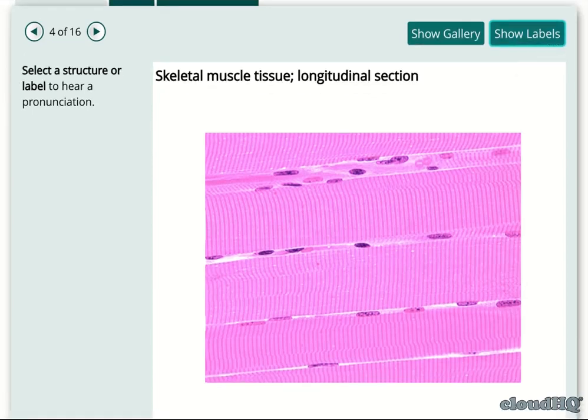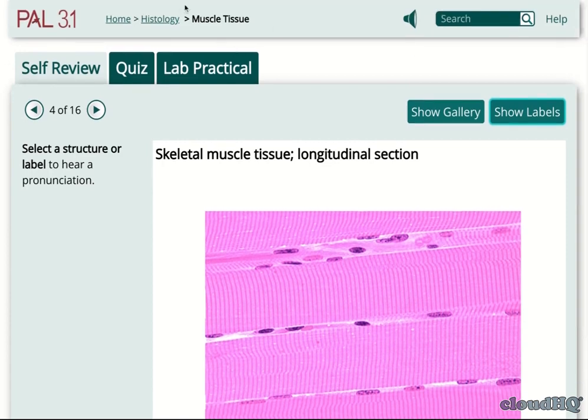All right, hi guys. So we are going to be wrapping up the histology for this unit. This is the last lab day of Unit 2. So we're wrapping up histology, going over muscle tissue. Okay, so I am in pale.